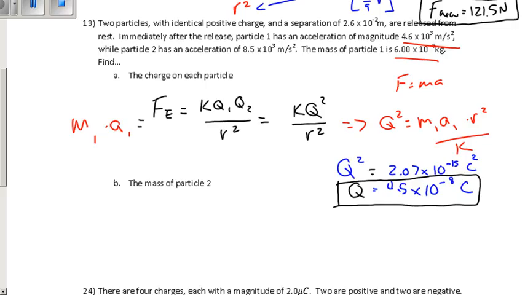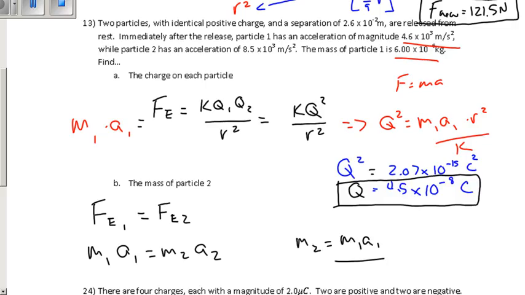As we go through and find the mass of particle 2, we know that the electric force on particle 1 is going to equal the electric force on particle 2. So m1 a1 is going to equal m2 a2. So m2 will equal m1 a1 divided by a2. And as you go through that, we end up with a mass of 3.2 times 10 to the negative 6th kilograms.